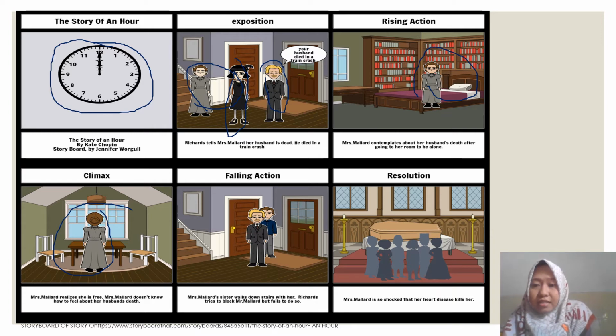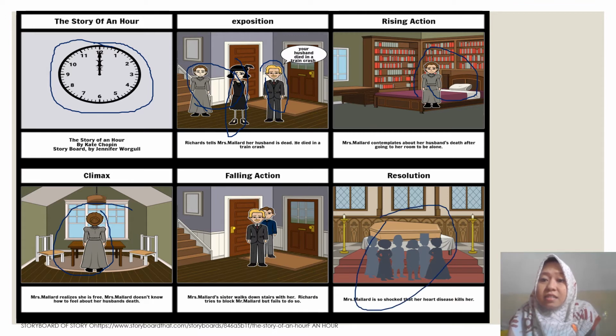Okay, and then after several moments, someone gives news to Mrs. Mallard. The news is that the husband of Mrs. Mallard is not one of the victims. It means that the information is false. Hearing this news, Mrs. Mallard collapses. And then the doctor said that Mrs. Mallard had a heart attack and she died.